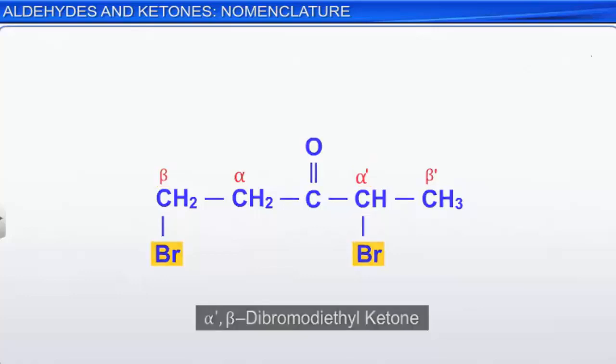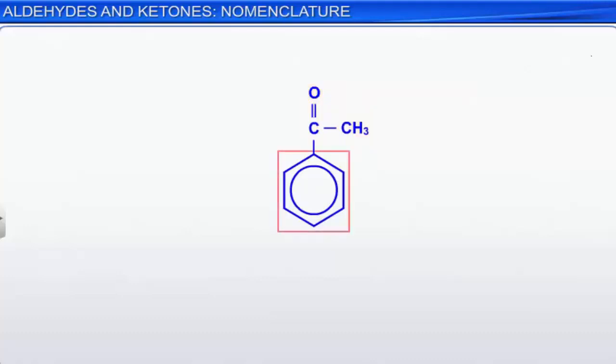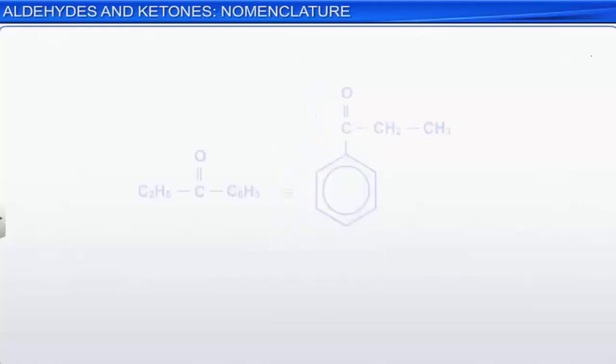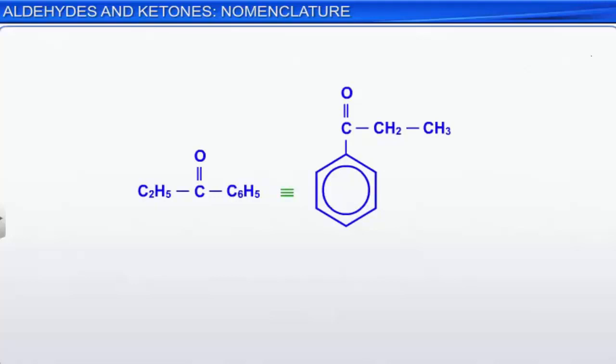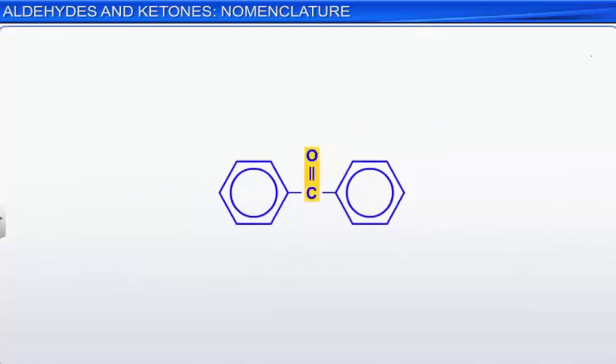Alkyl phenyl ketones are usually named by adding the acyl group as a prefix to phenone. For example, when CH3 C=O is attached to a benzene ring, it is named acetophenone. Similarly, the molecule C2H5 C=O C6H5 is named propiophenone. The ketone in which a carbonyl group is attached to two benzene rings is named benzophenone.